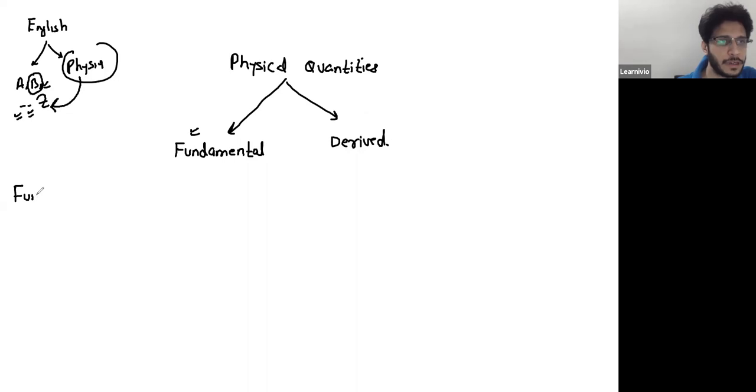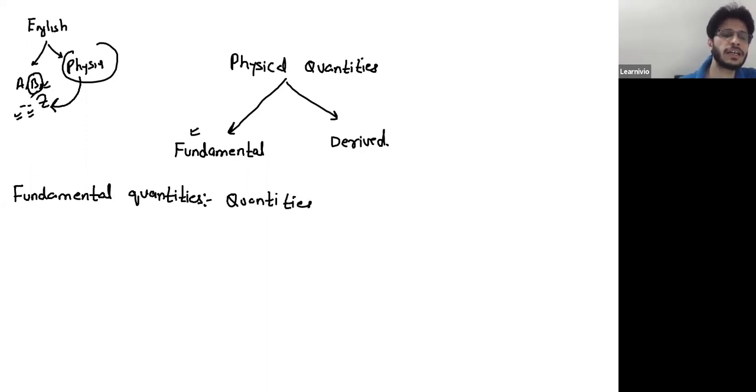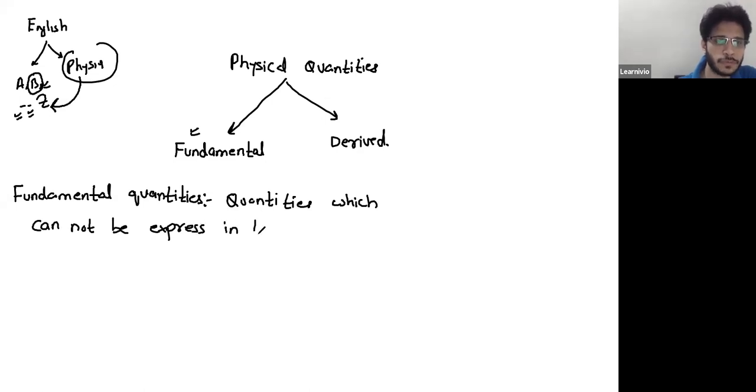So let us define fundamental quantities. Just like letters, letters simply mean alphabets, something which cannot be expressed in terms of other letters. The same way, fundamental quantities means quantities which cannot be expressed in terms of other physical quantities. So fundamental quantities are simply quantities which cannot be expressed in terms of other physical quantities.